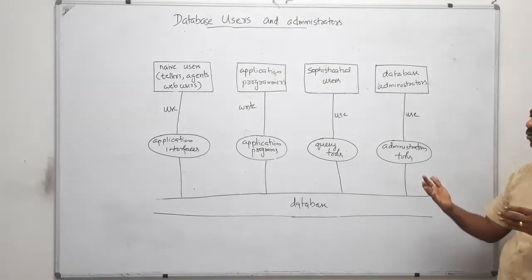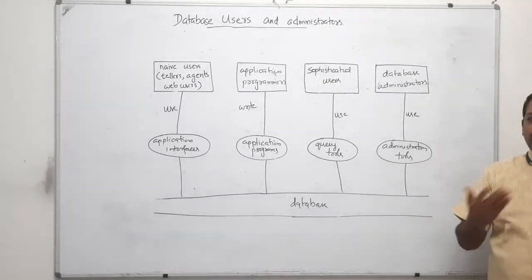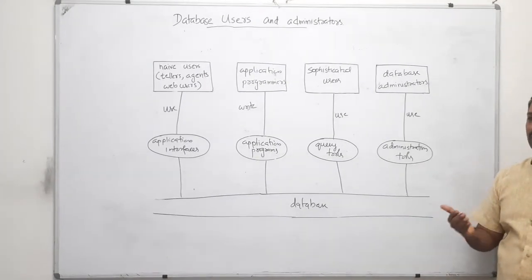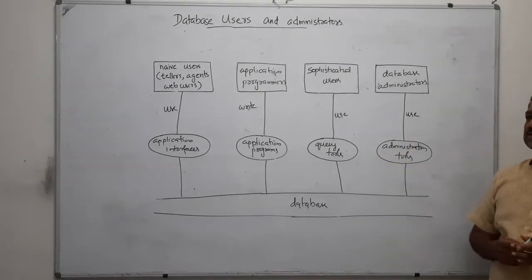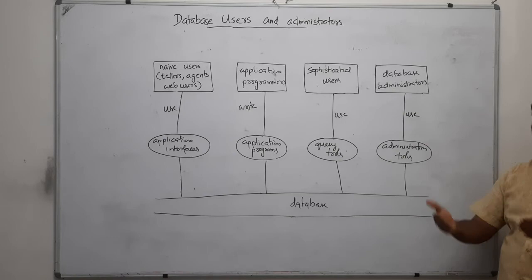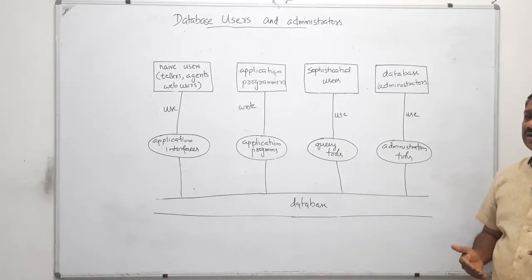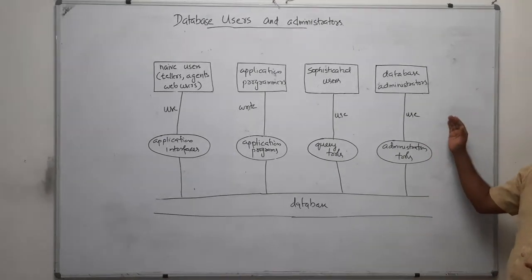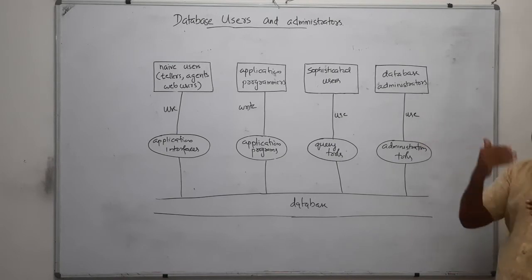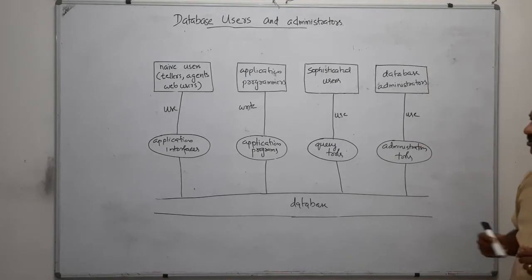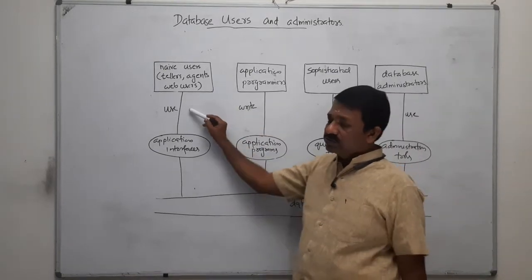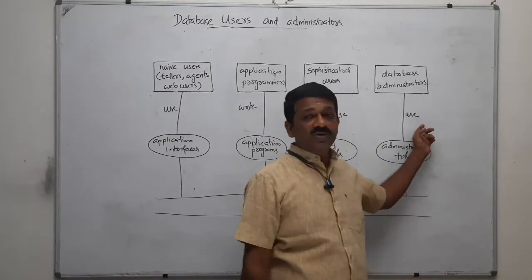Now it is the responsibility of database administrators to take decisions, such as whether to take a backup today or tomorrow, how frequently you have to take backups, and in which locations you have to install your secondary storage devices, etc. The top level decision taking body is the database administrators. So these are the end users, and these are the top level administrators.